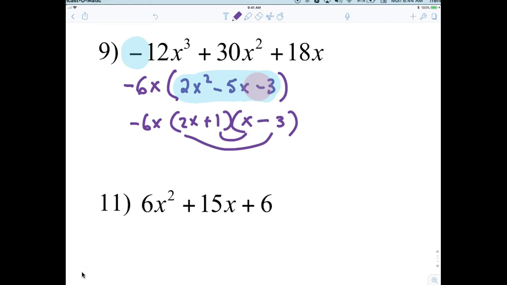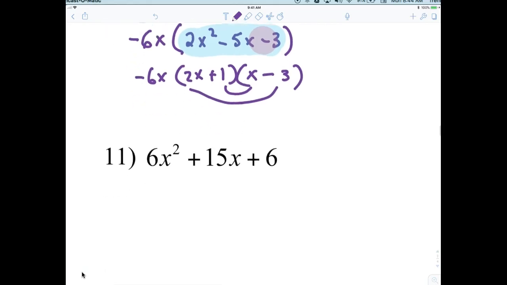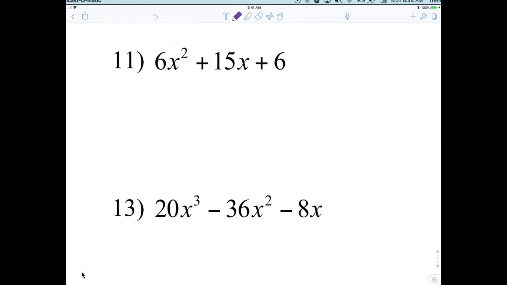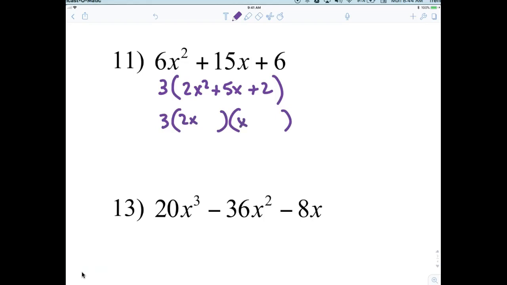All right, so number 11, what's common? 3, nice. So 3 parentheses, what am I left with? Beautiful. Now we're just doing 2 sets of parentheses. Good job. Where does the 2 have to go? On the left or right.